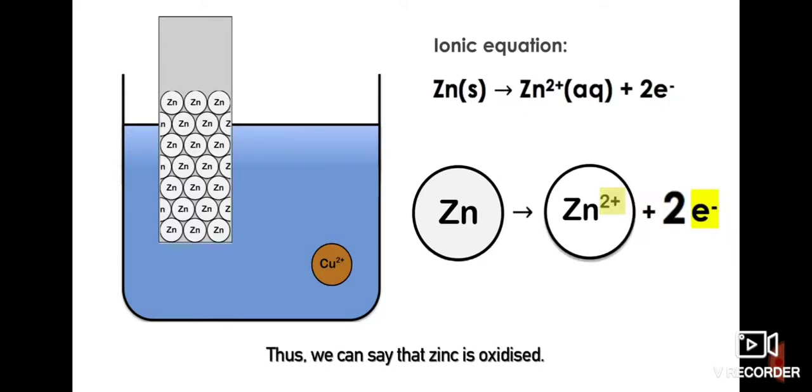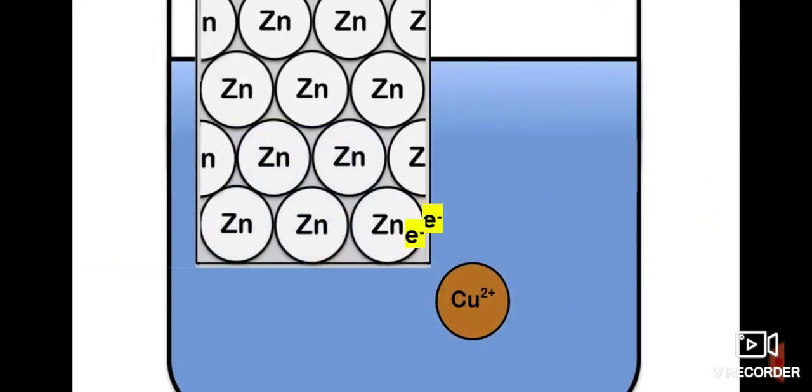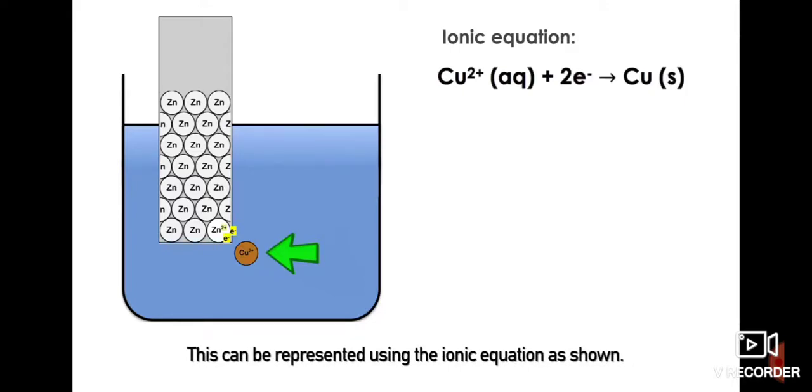Thus, we can say that zinc is oxidized. Copper, on the other hand, is a less reactive metal. Thus, it prefers to remain as an atom instead. This can be represented using the ionic equation as shown.